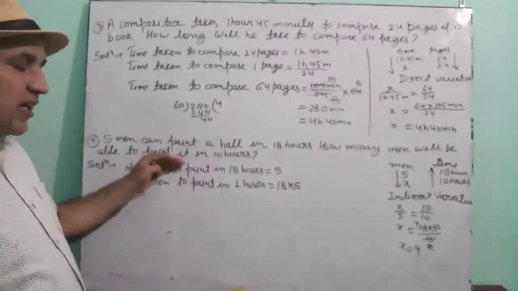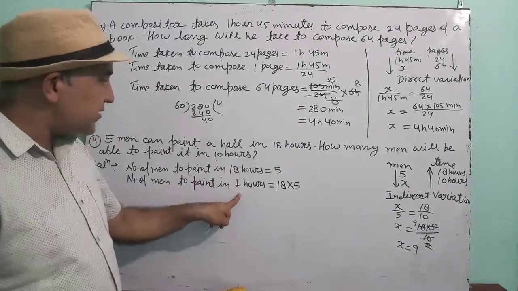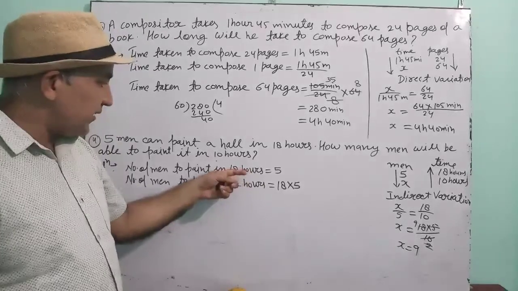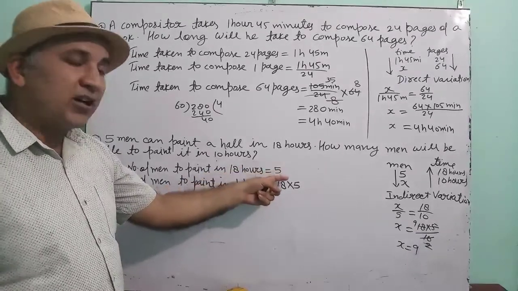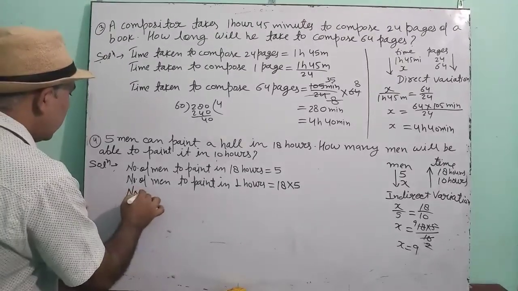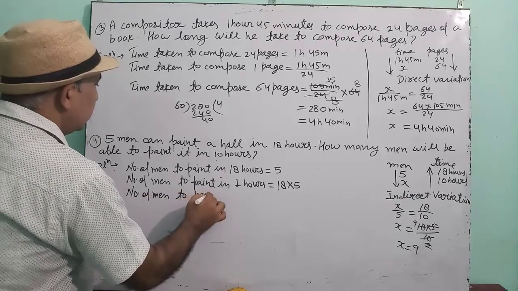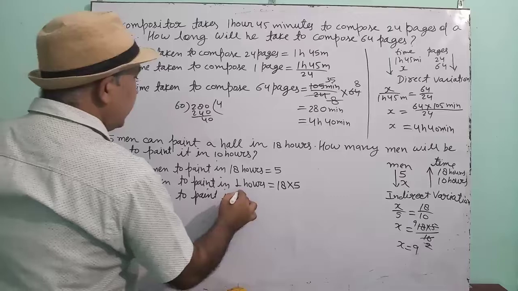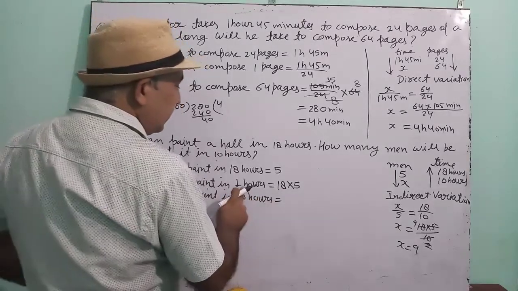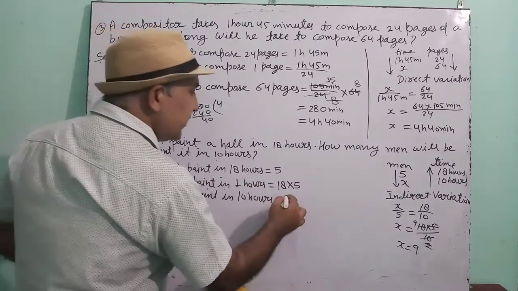So this type of relation is called indirect relation. One quantity is decreasing, then the other quantity is increasing. Here time is decreasing, then number of men is increasing. Okay. So number of men to paint in 10 hours. Now in 1 hour this many men are required, so in 10 hours fewer men will be required.